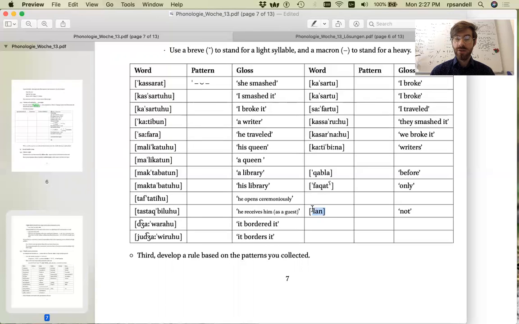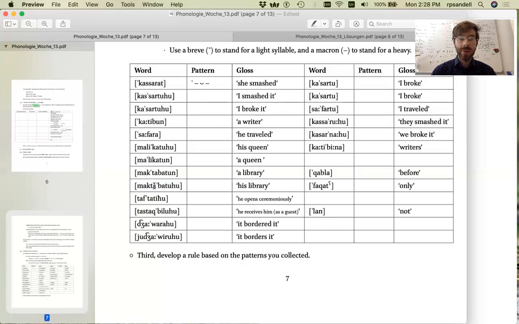Words that are shorter than three syllables, like lan, fakat, and qabla, show that stress is assigned to the second to last or the very last syllable. So this tells us we will want to use parentheses in formulating our rule. But it's not the case that stress is always assigned to the penultimate syllable. Let's look at one other example.